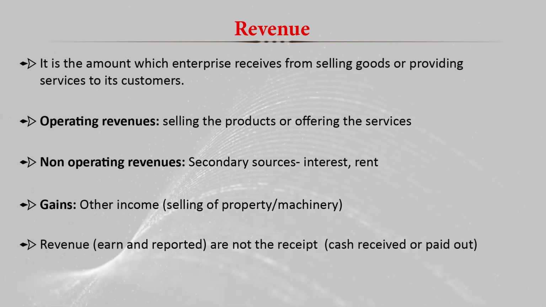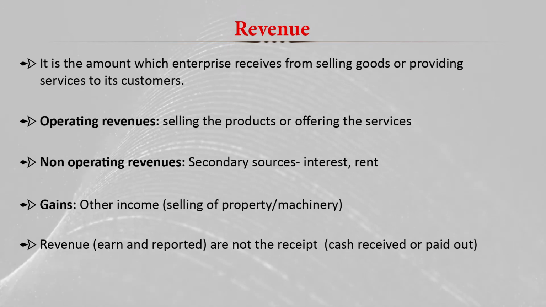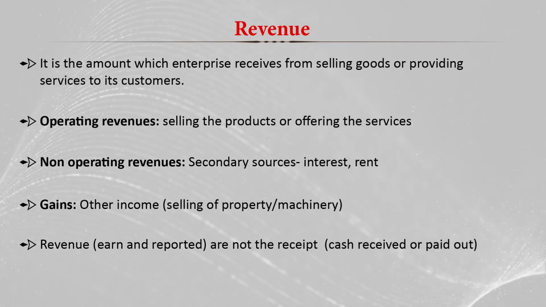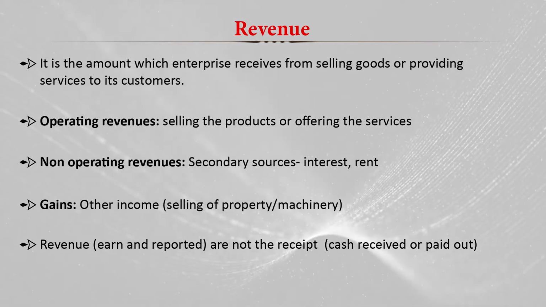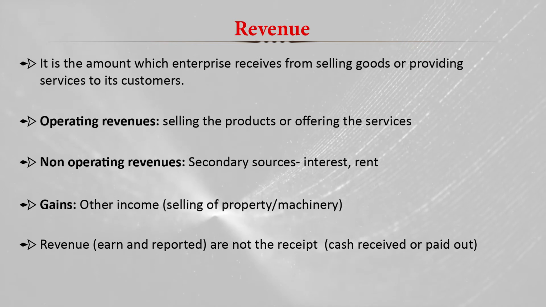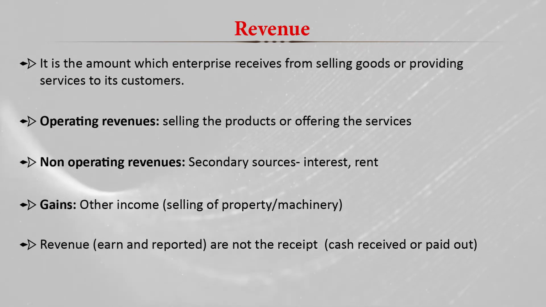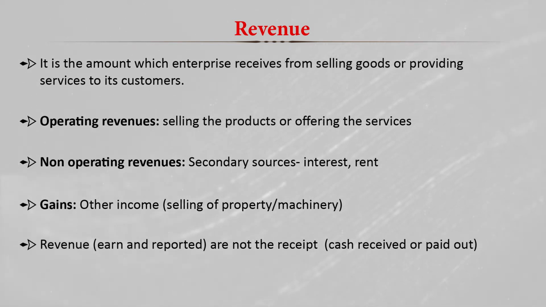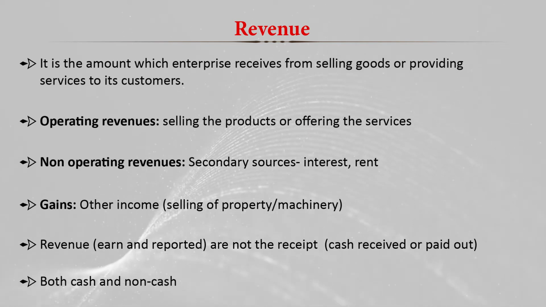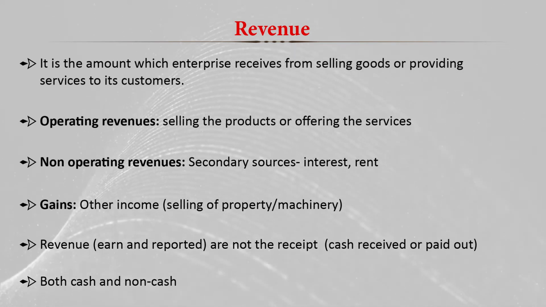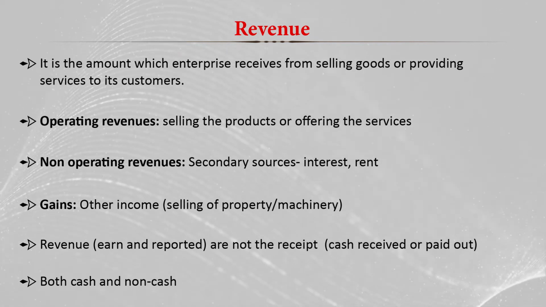So revenue, whether it's earned or reported, whether or not the cash is actually received or paid out, is part of the revenue. Basically we include all the items on the accrual basis. So whether we have received the money or not, that is also part of the revenue. And both cash and non-cash revenue are included in the revenue stream.